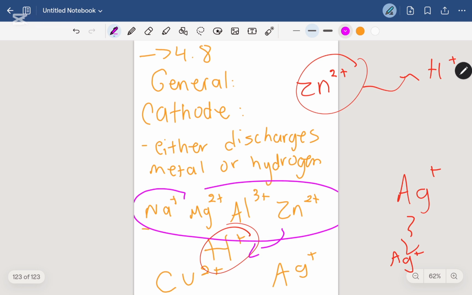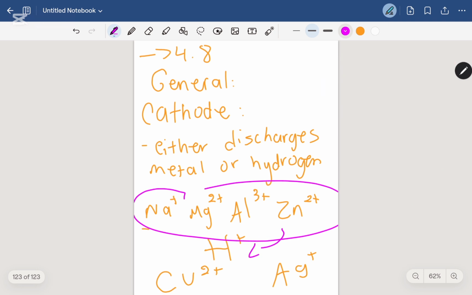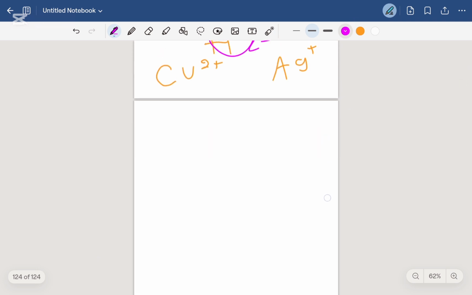So in general, what we need to remember is this form, that Na+, Mg2+, Al3+, and Zn2+, they don't discharge. Instead, H+ discharges. Of course, H+ will discharge H, okay? And then Cu2+ and Ag+ are gonna discharge as their normal selves. Now that we finished discussing the cathode, let us discuss the anode. Now there are two things we need to pay attention to. Is it concentrated?